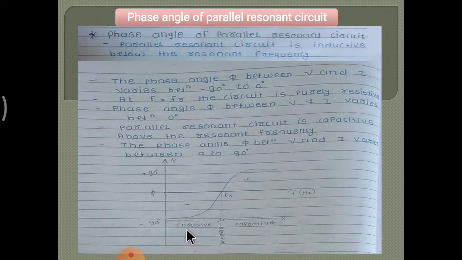The circuit is called inductive when the frequency is below the resonant frequency, and the phase angle varies from minus 90 degrees to 0 degrees. When the parallel resonance circuit is capacitive, above the resonant frequency, the phase angle phi between voltage and current varies between 0 and 90 degrees.